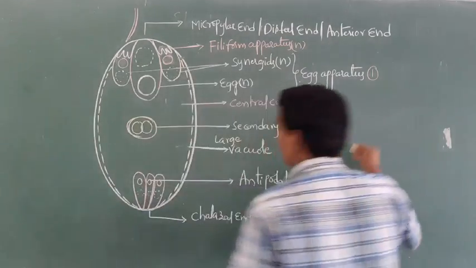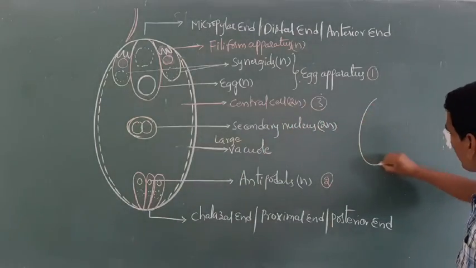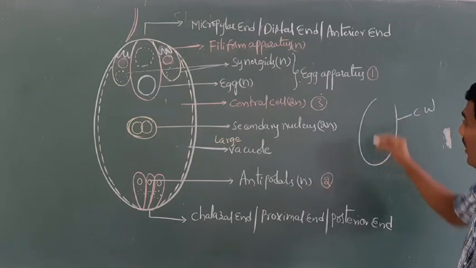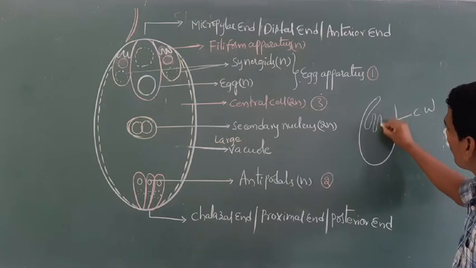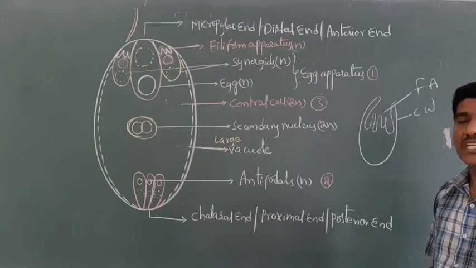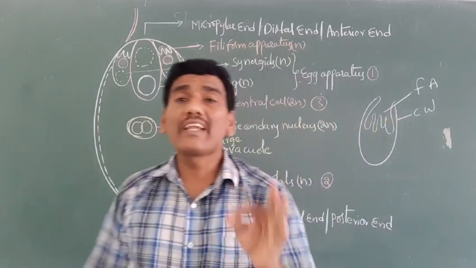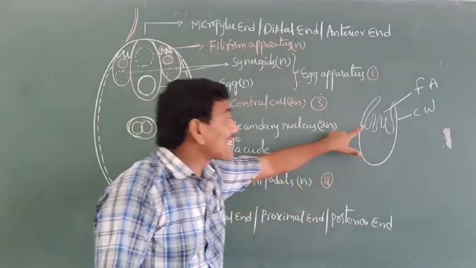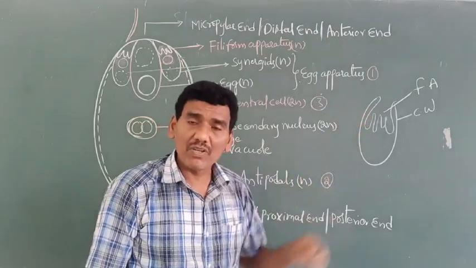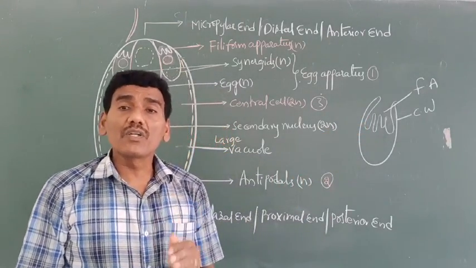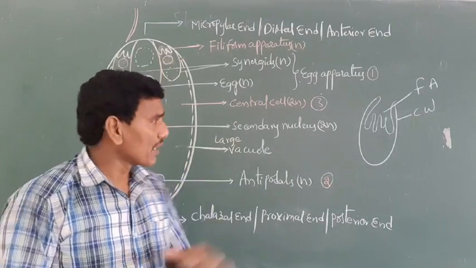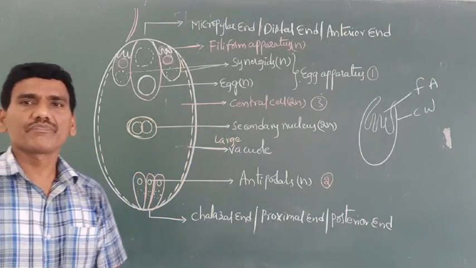For example, this is one synergid. This is a cell wall of synergid. Here from that cell wall, filiform apparatus are formed. That's why filiform apparatus are nothing but extensions of cell wall of synergids. Next one, what about the important characteristic features of synergids? Here first function.